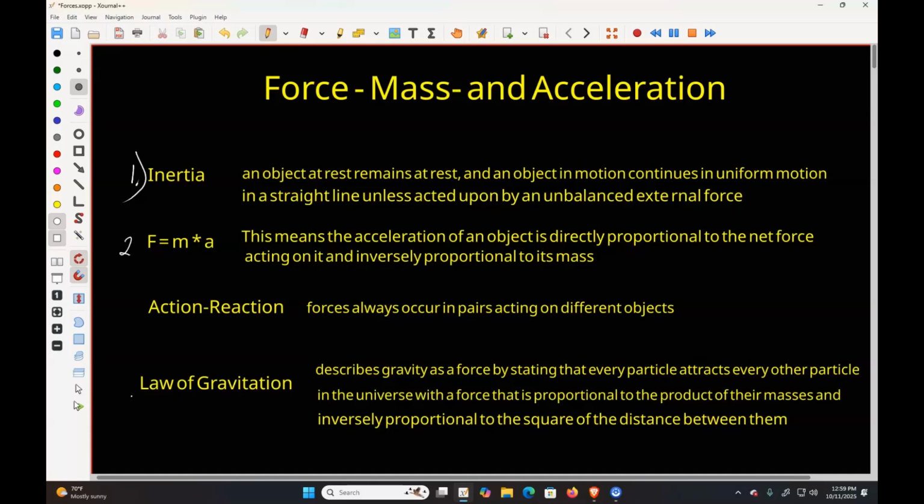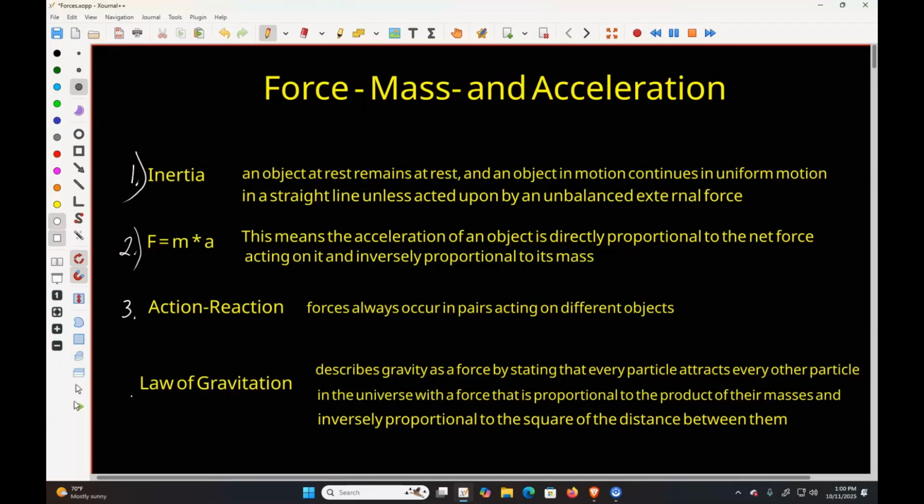Newton's second law is the relationship between force, mass, and acceleration. So the acceleration of an object is directly proportional to the net force acting on it and inversely proportional to its mass.